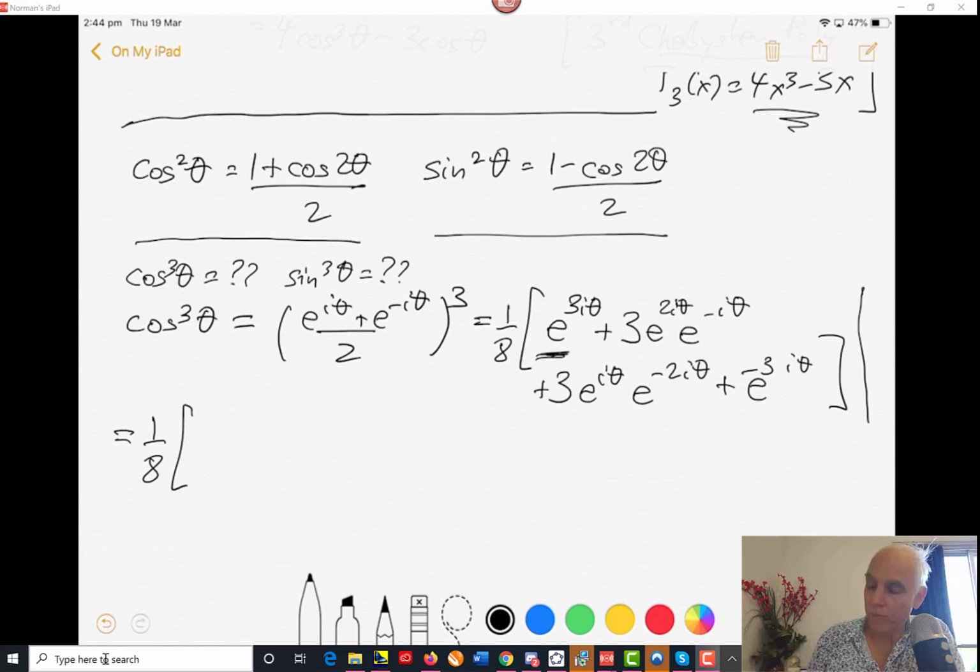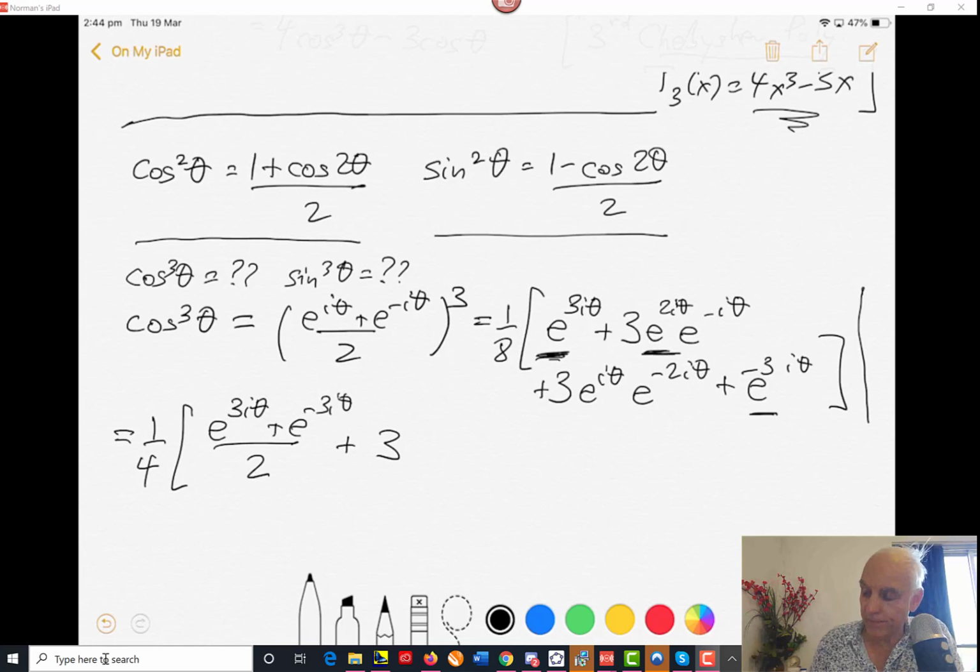So let me write that like this. I'm going to take the e to the 3i theta and the e to the minus 3i theta and put them together. And maybe actually I will make that a quarter so that I can pull a half inside, which you'll see why in a second. So e to the 3i theta plus e to the minus 3i theta, and I'm bringing this 2 inside. Okay, so that accounts for this first and last term.